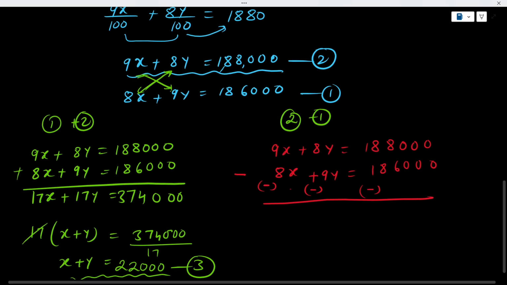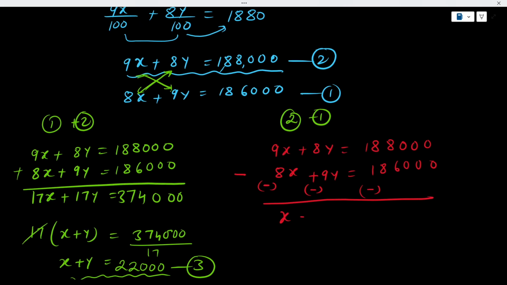9x minus 8x is going to be x. Then here minus y, which is going to be, if you subtract, 1, 2, 3, 2, 0. So it will be 2000 because 6000, 8000, that's the only difference. This is your equation number 4.